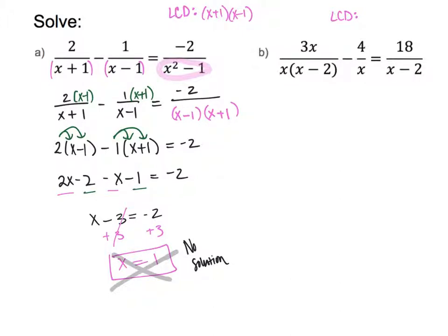So looking at this here, I need an x, so I'm going to put an x here. I need an x minus 2 because that's what I have on this fraction. So I'm going to put in x minus 3.